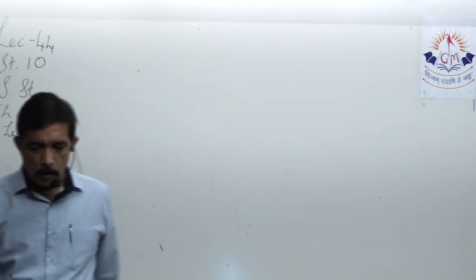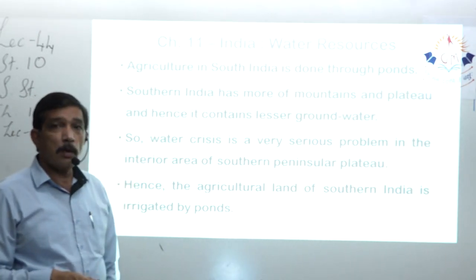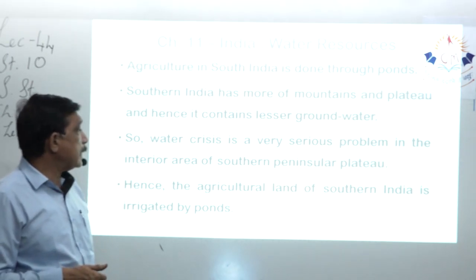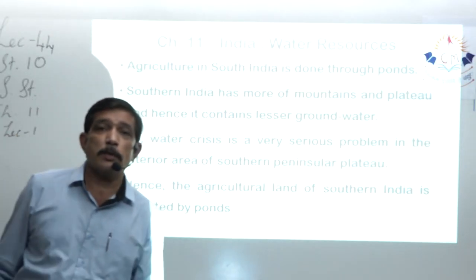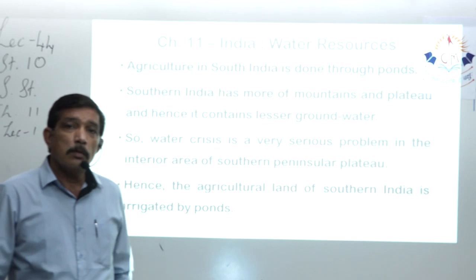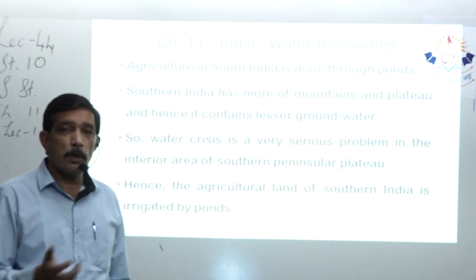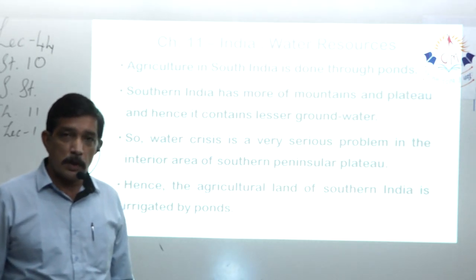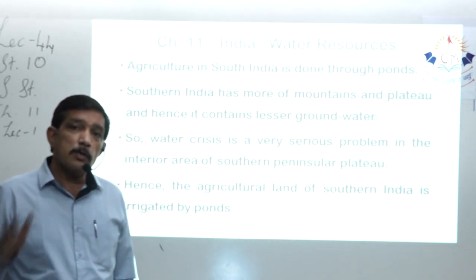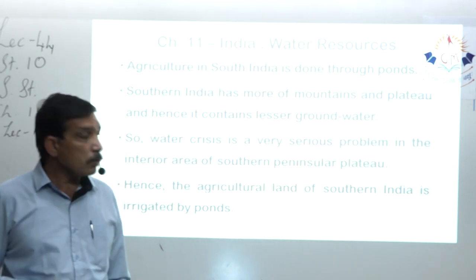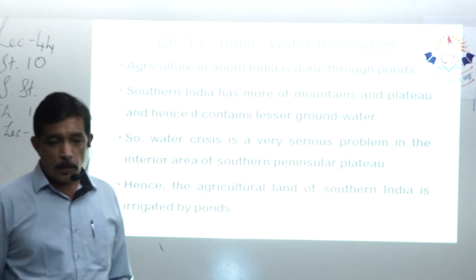So water crisis is a very serious issue in the interior area of the southern peninsula plateau. Hence agricultural land of southern India is irrigated with the help of ponds. So ponds are there, whenever rain comes, it gets collected in the pond, and because of groundwater, underground mountainous parts, etc., you cannot have wells and tube wells over there because of rock. Even if you try to have a well, water will be available at quite a depth, because most of the water is available on the surface area. So agricultural land of southern India is irrigated with the help of ponds.